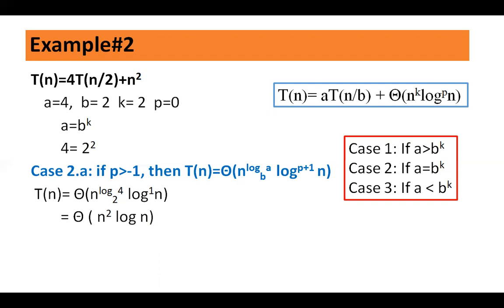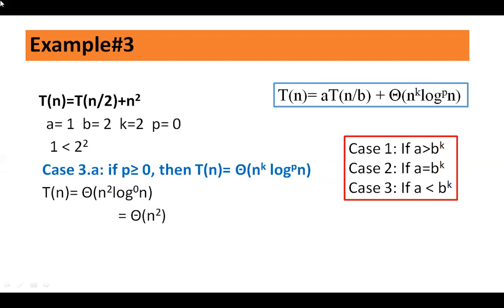Now next, let us look at the third example. Here I have T(n) = T(n/2) + n² as my recurrence relation. Again, check for the value of A. If there is nothing, then we say it is 1·T, so A is equal to 1. B is 2, and K is 2, since n raised to K is n squared here. There is no log here, so P value is 0.